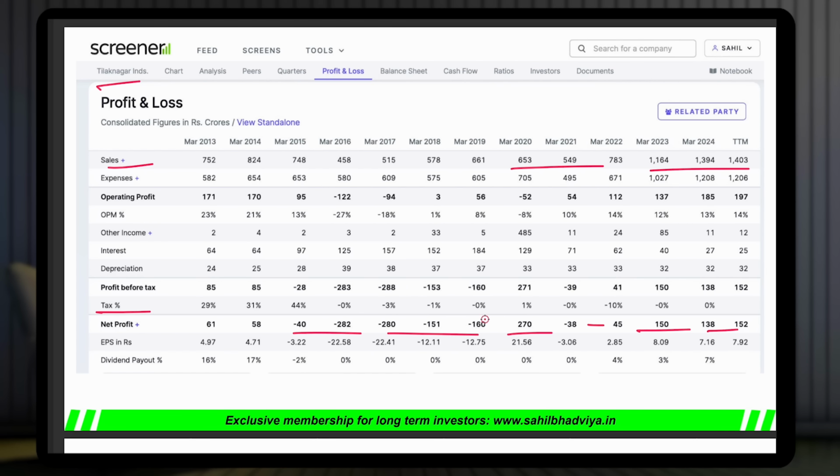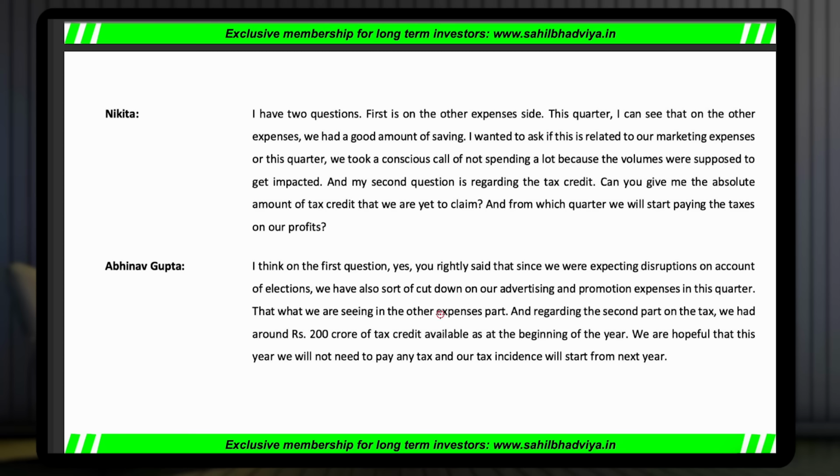Here if you notice, the company is paying zero tax in the last few years because of losses in the past. So management has mentioned that they still have around 200 crore of tax credit available as of the beginning of the year.